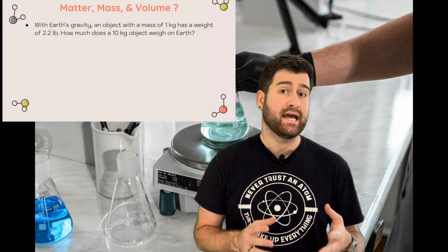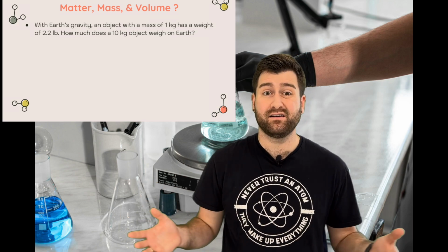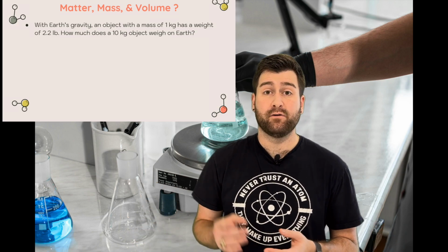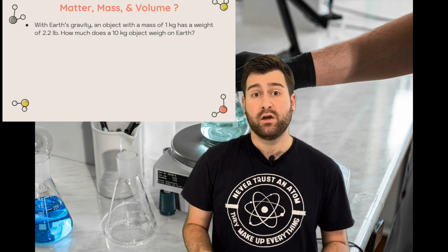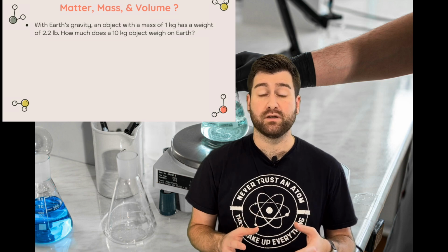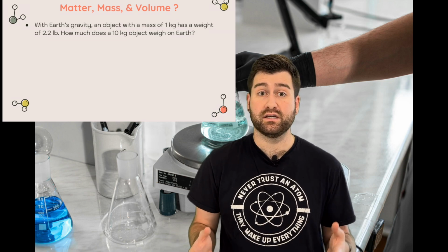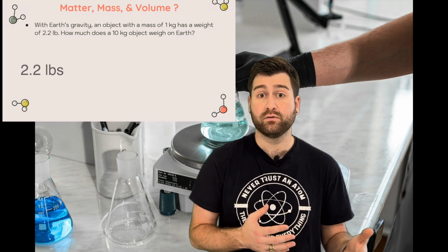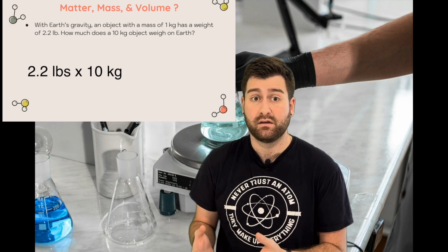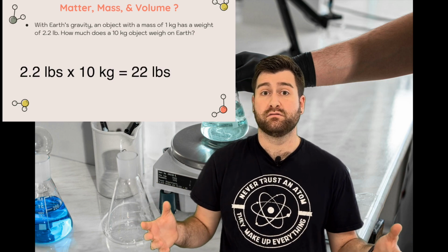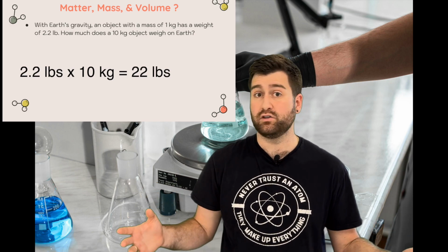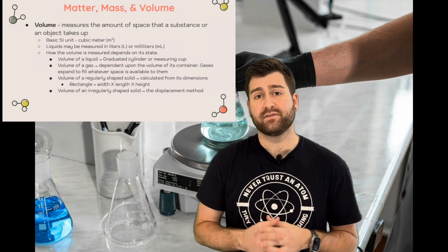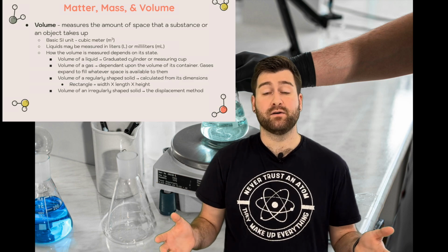So how much does a 10 kilogram object weigh when it's on Earth? Well, if a 1 kilogram object is equal to 2.2 pounds, we can use that proportional relationship to answer this question. To do this, we can multiply 2.2 pounds by 10 kilograms, which equals 22 pounds. So this means that a 10 kilogram object on Earth weighs 22 pounds. Now that's enough about mass for the time being. Let's take a look at volume now instead.